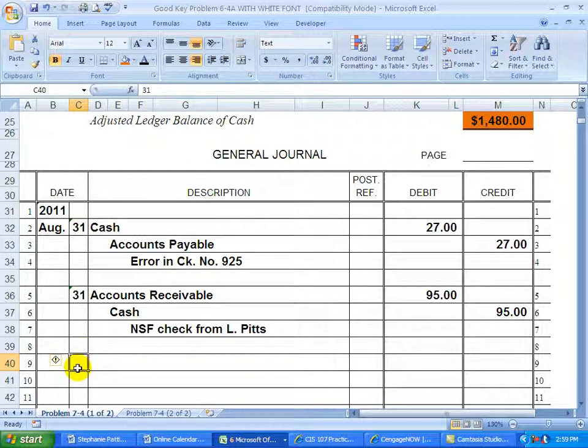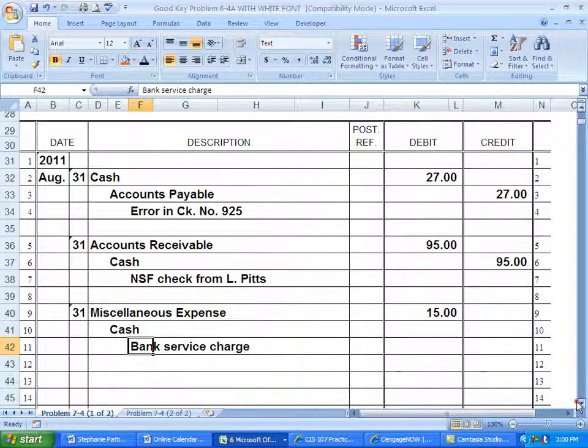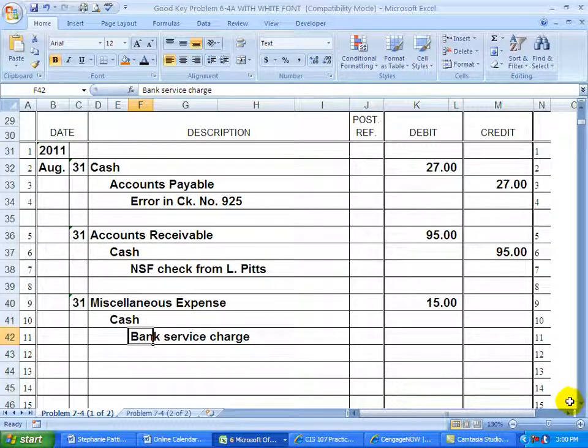Last, we have that $15 bank service charge. Anytime you have a bank service charge, it's little, so it's not worthy of having an account called bank service charge expense. So we're going to put it in a miscellaneous expense, and that was for $15. And we're taking it out of our cash account for $15. And you can put an explanation there. And I'm done with this video.